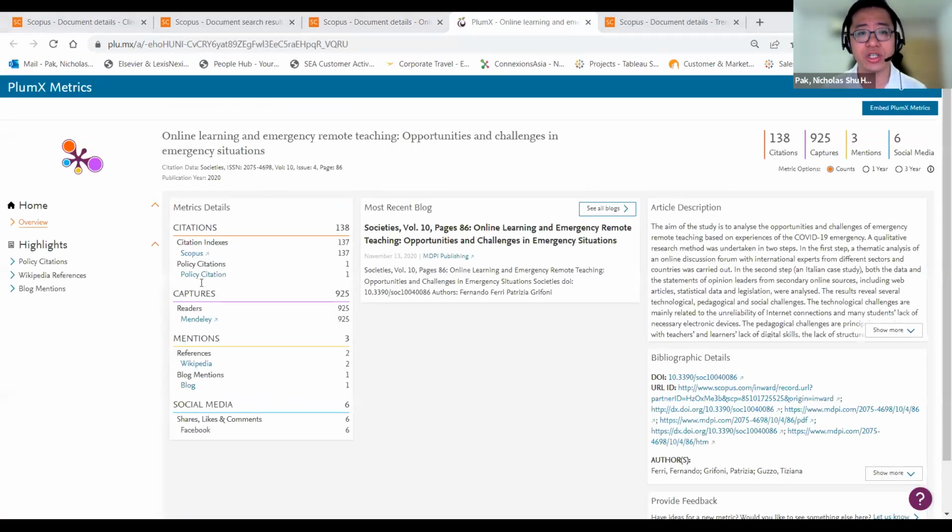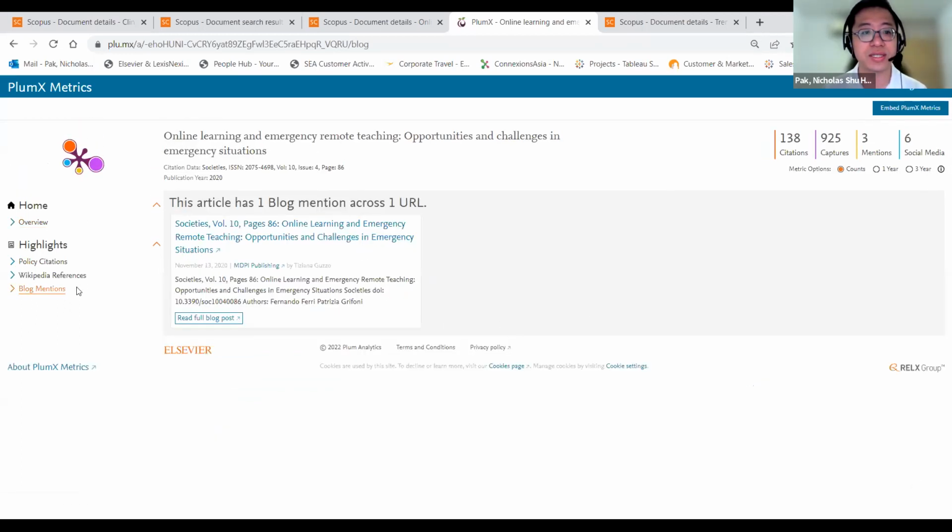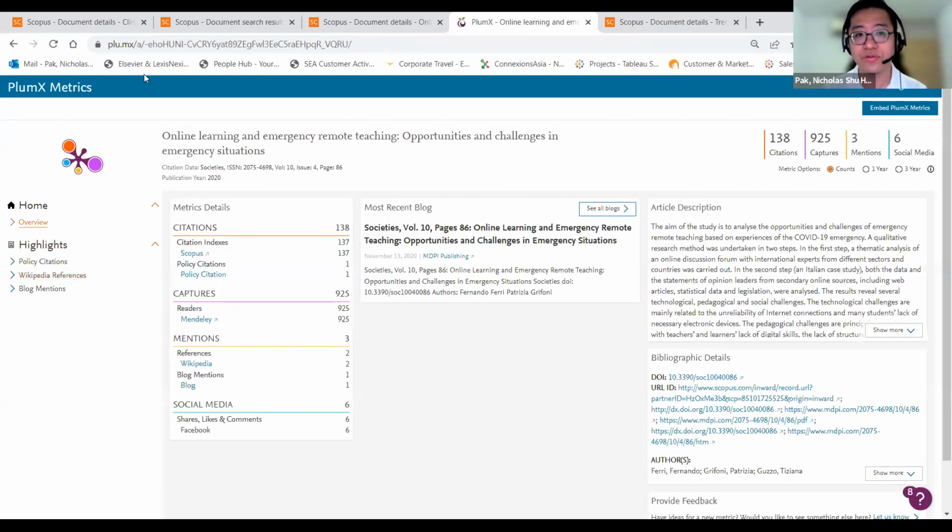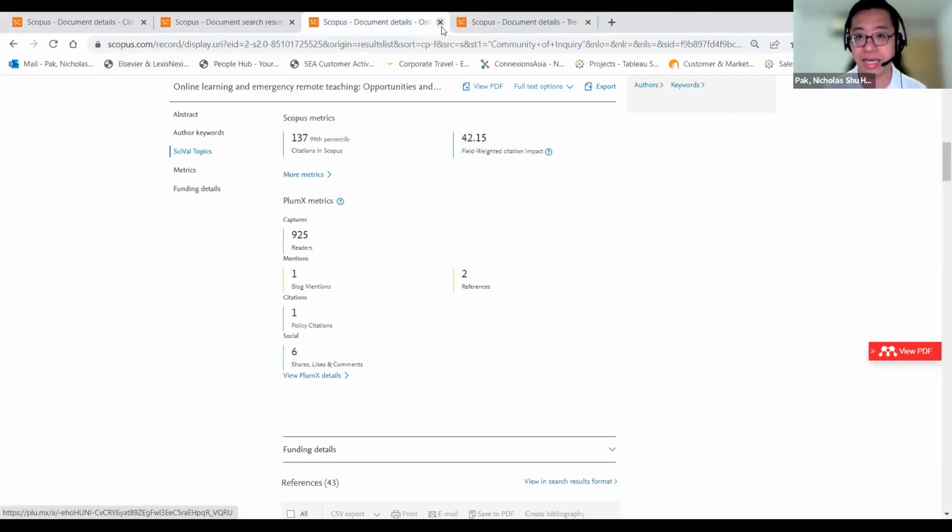So the number of citations, number of captures, number of mentions in terms of references, Wikipedia, blogs, and on social media, under shares, likes, as well as on Facebook itself, right? And you'll be able to pass through all this itself. I think it's quite useful. You get to see the number of mentions on Wikipedia itself, etc. So I do think this is really powerful and very useful. I will encourage everyone to take a look at PlumX if you haven't done so yet.